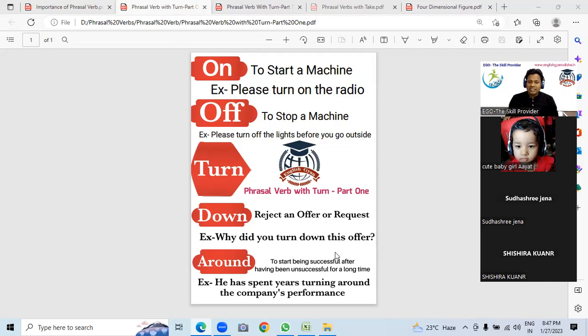So turn down means you reject. Okay. And turn around. Look, that's a very good word. Turn around is sometimes a very interesting and important word also. What is that? Try to find it out. Turn around means to start being successful after having been unsuccessful for a long time. Suppose you are running a company. It has been unsuccessful for quite some time.